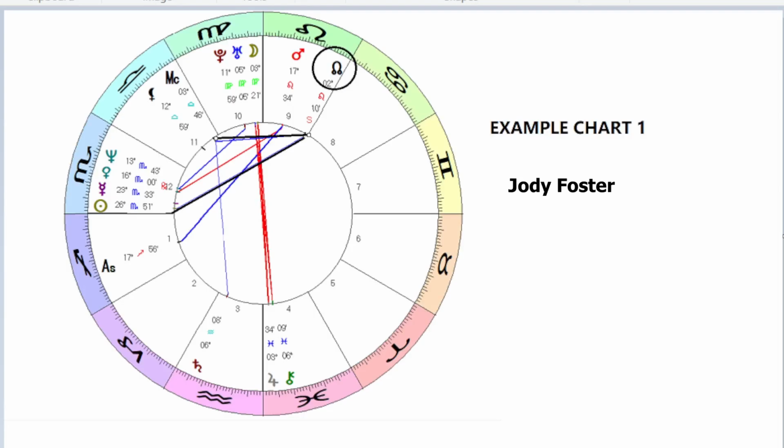And here's the important part that I thought. She says, it was destiny, it was fate, and I was very lucky. So these films that she was in are connected to her north node, and the north node is something that is seen as a fated destiny, a karmic destiny.